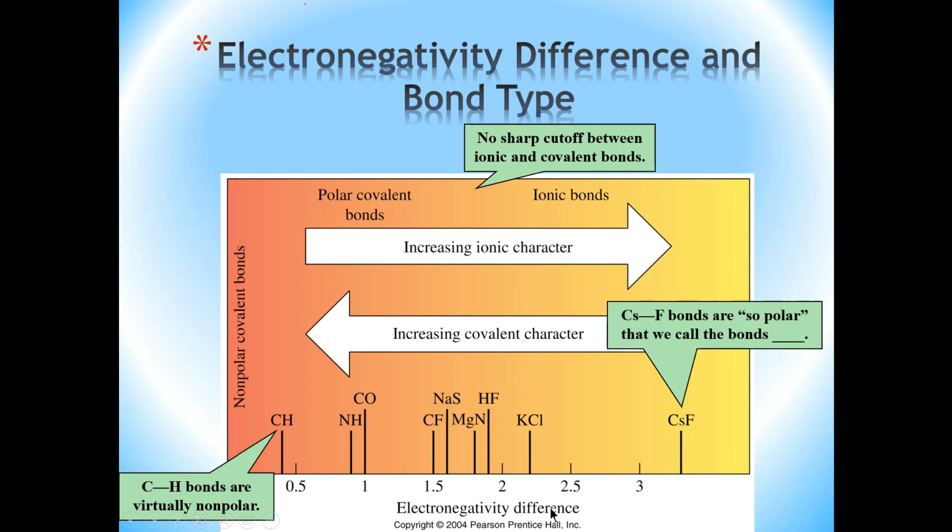And let me just say that this is not a perfect system in terms of predicting whether or not a bond is polar. As it states here, there's no sharp cutoff point between, for example, ionic and covalent bonds. So you can have some overlap in terms of the different types of bonding. And then, of course, we have an extreme here where you have fluorine, which is the most electronegative element, and cesium, which is the least electronegative element. So that is basically the widest difference in terms of electronegativity you can have. And therefore, the bond formed between these two atoms is considered to be ionic.